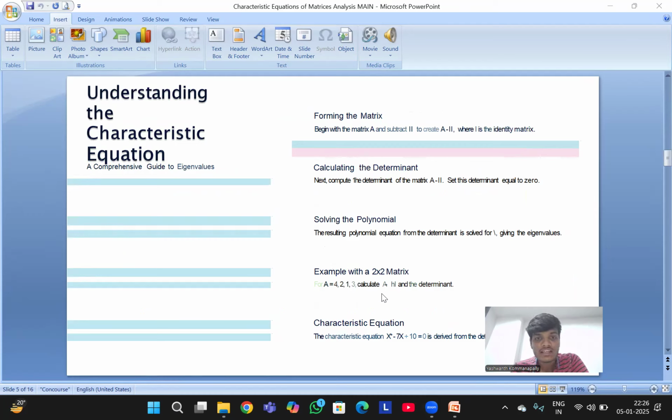First, forming the matrix. Begin with the matrix A and subtract lambda I to create A minus lambda I, where I is the identity matrix. Next, calculating the determinant. Compute the determinant of the matrix A minus lambda I. Set the determinant equal to 0. Next, solving the polynomial. The resulting polynomial equation from the determinant is solved for lambda, giving the eigenvalues. An example with a 2 by 2 matrix is given here, and then the characteristic equation is also given for the example. Then we go to another slide.